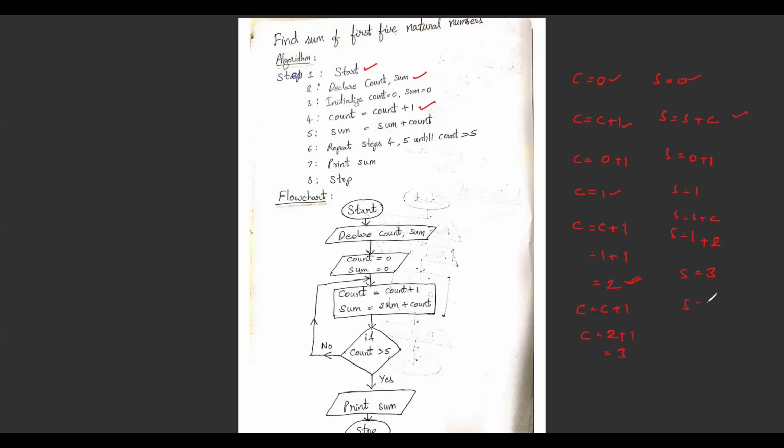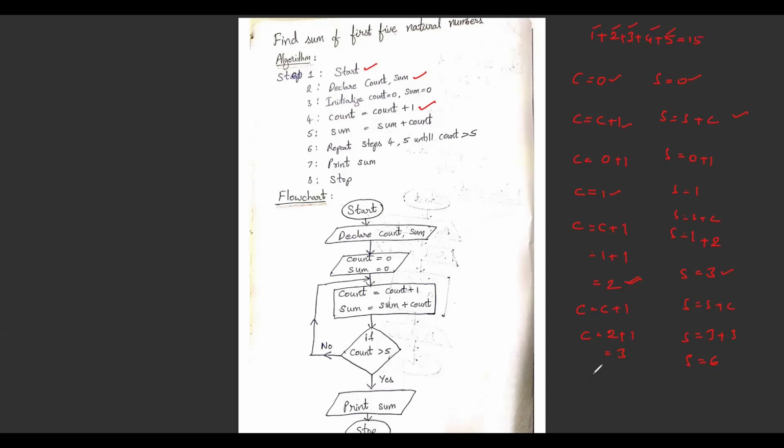Now sum equals sum plus count. Sum's value initially is 3, so 3 plus 3 is 6. In this way, you are going to add the first five natural numbers: 1 plus 2 plus 3 plus 4 plus 5. If you calculate the sum, 5 plus 4 is 9, 12, 14, 15. So finally you're going to get the sum value as 15.